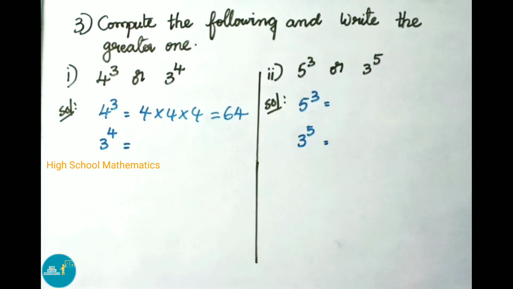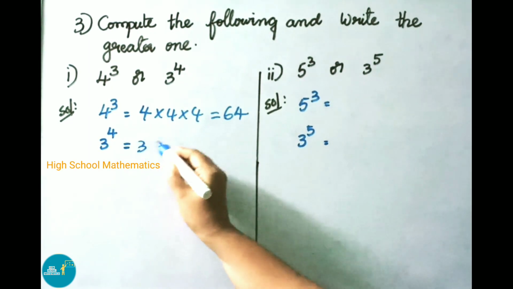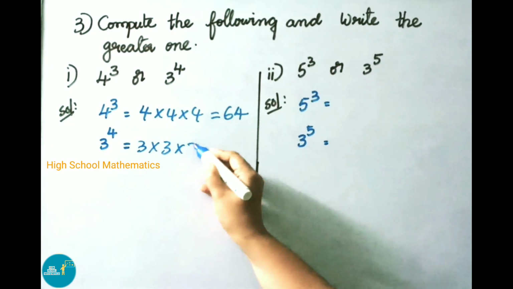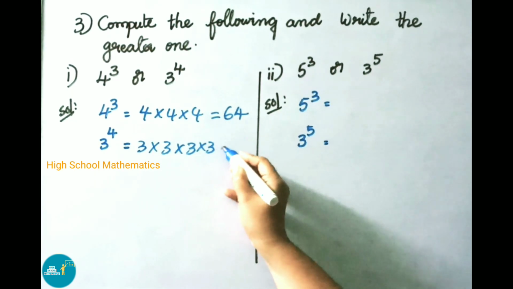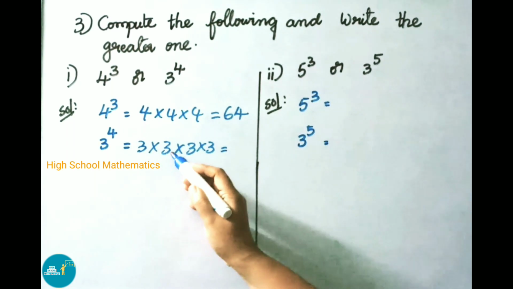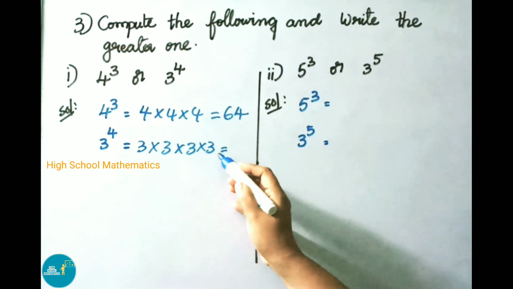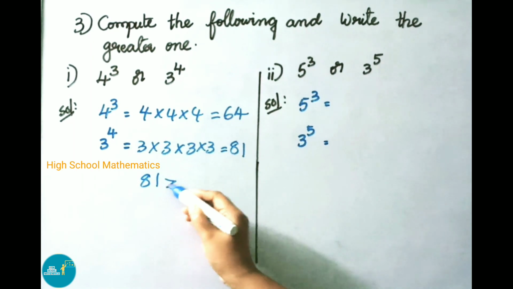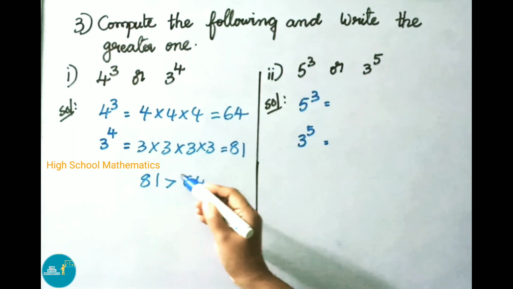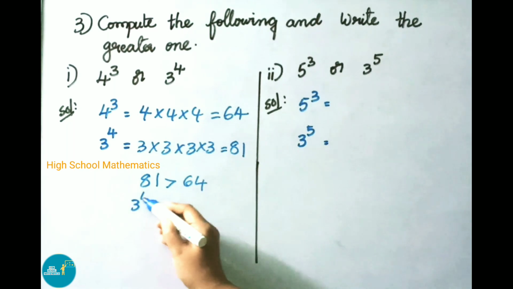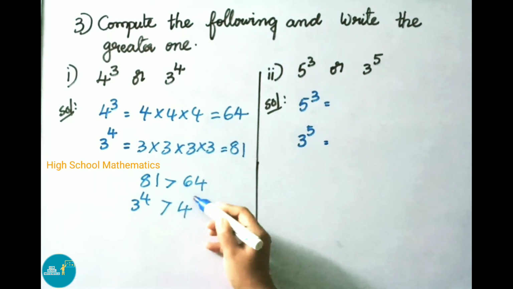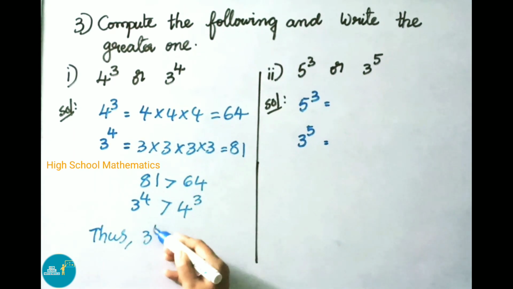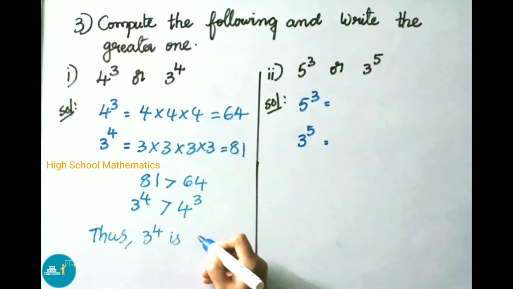Next, 3 power 4. That is 3 multiplied 4 times: 3 into 3 into 3 into 3. That equals 3 3s are 9, 9 3s are 27, 27 3s are 81. 81 is greater than 64. That is, 3 power 4 is greater than 4 power 3. Thus 3 power 4 is greater.